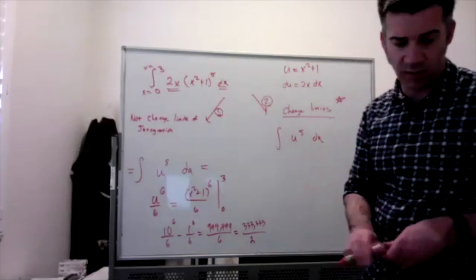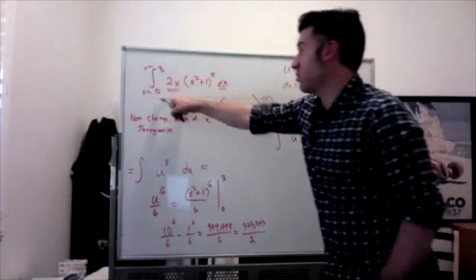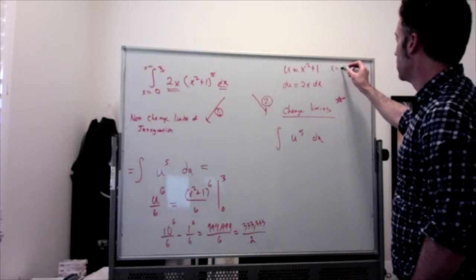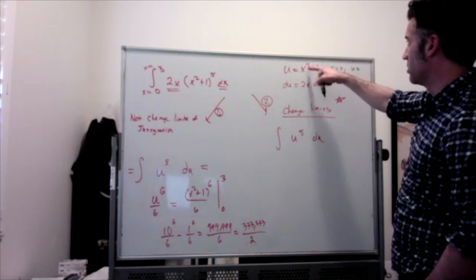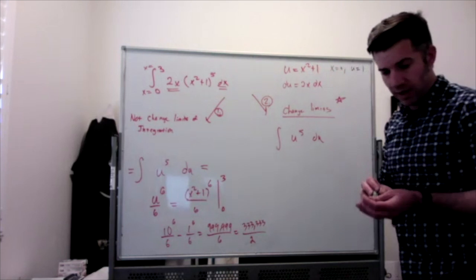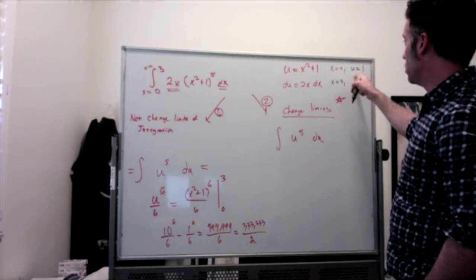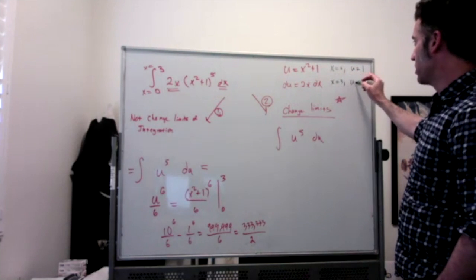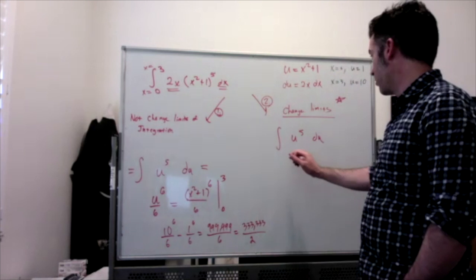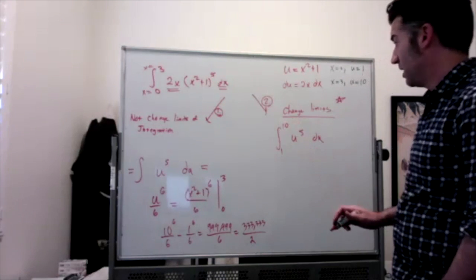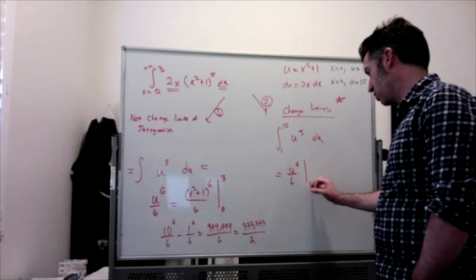But we're also going to say, well, look, I know that if x equals 0, well, u is x squared plus 1. So if x is 0, u is going to equal 0 squared plus 1, which is 1. And similarly, if x is 3, u is going to equal 3 squared plus 1, u is going to be 10. So then our limits of integration are from 1 to 10. And now we're going to integrate this. We're going to get u to the 6th over 6 between u equal to 1 and u equal to 10.